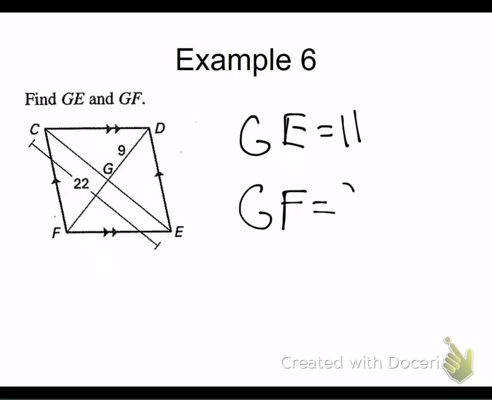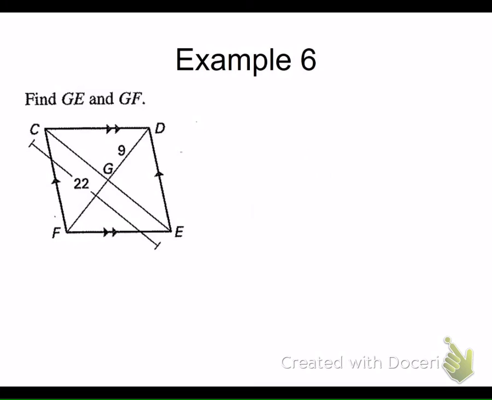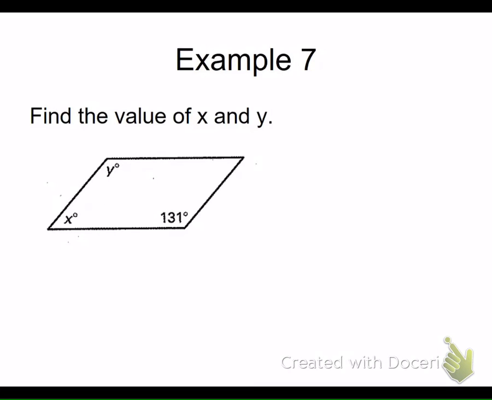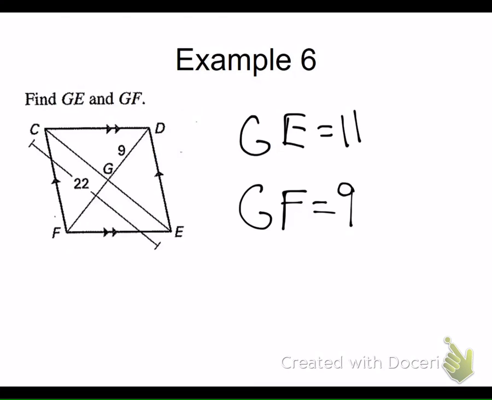So it depends on what they give you. If they give you the whole thing, you divide it by 2. If they give you one side and they ask for the other side, it's the same. If they give you one side but they ask you for the whole thing, then you multiply by 2. So it just depends what they give you and what they ask you for. Questions?